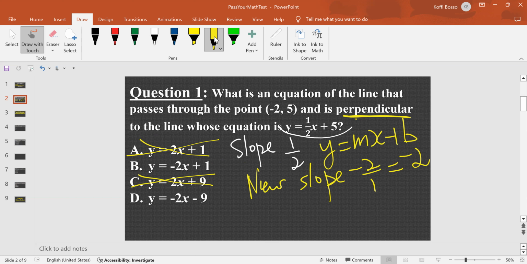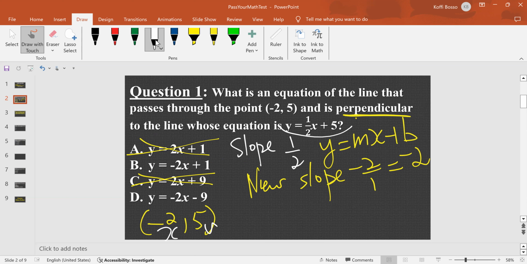To get the correct choice, use the given point, negative 2, 5. The line passes through this point, so the x value is negative 2 and the y value is positive 5. Substitute these values in the equation to see in which equation you get the same answer from the left-hand side and the right-hand side.